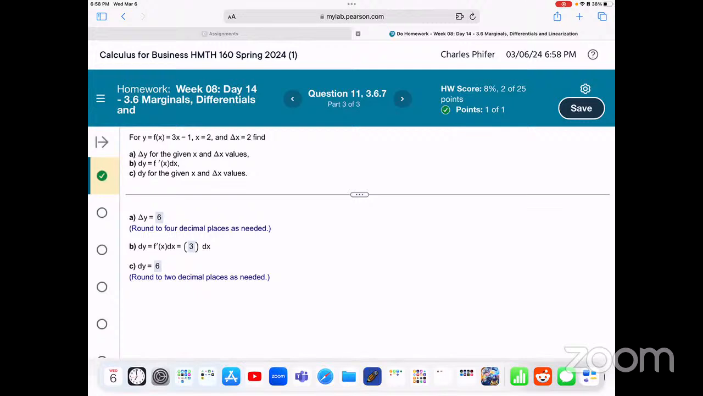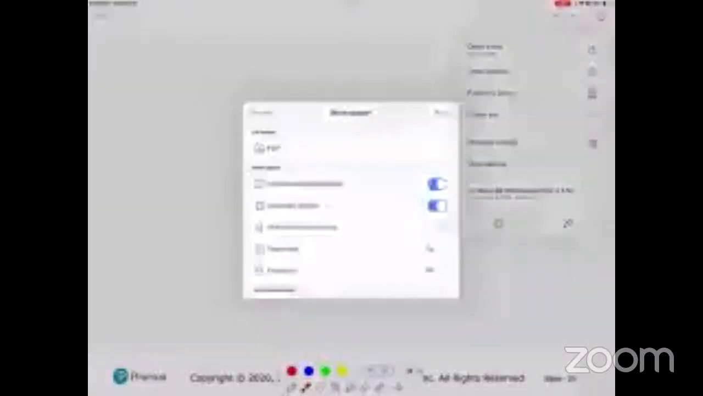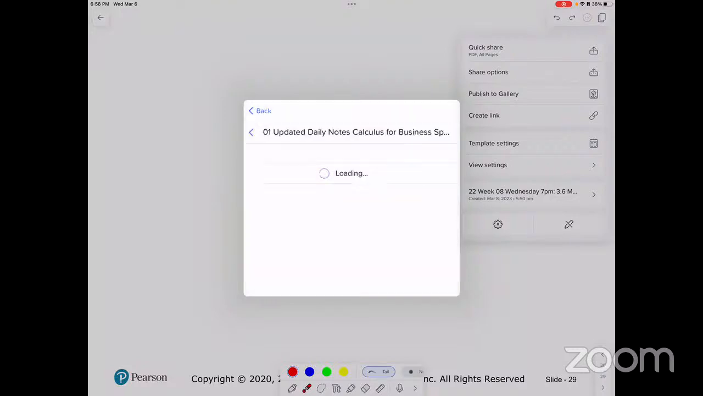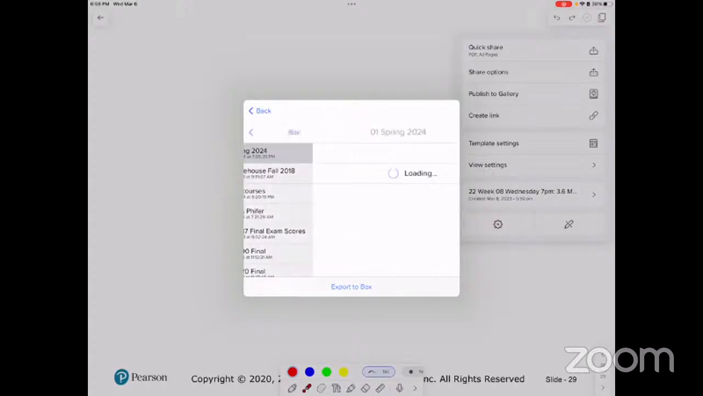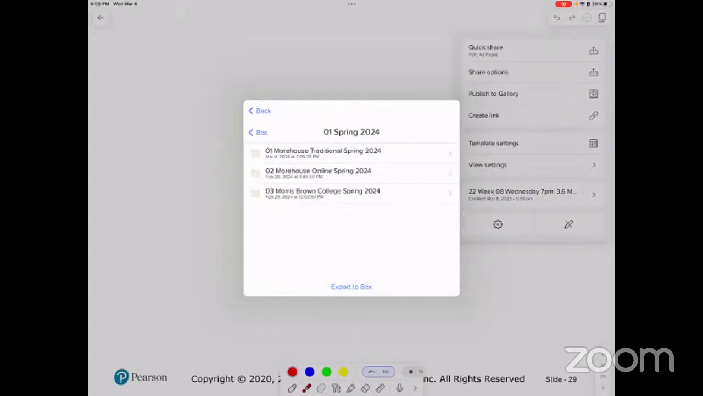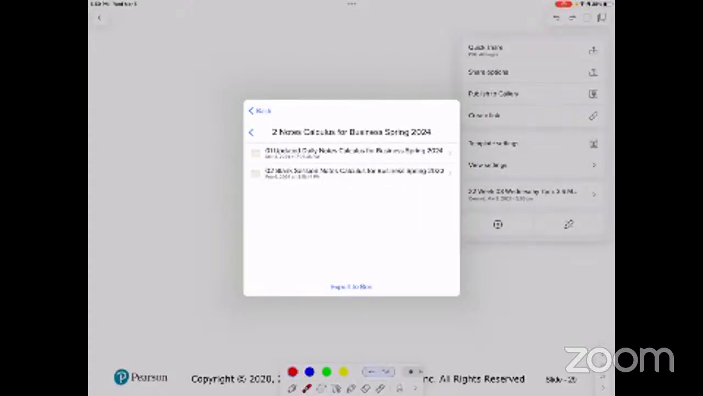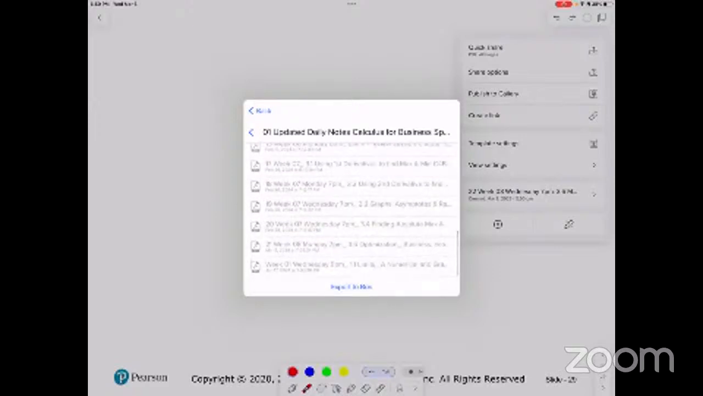Let me go ahead and make a copy of the notes so I don't have to write anything. Let me share. I'd like to send it to Box. Trying to let my people go. Let me back up here. Spring, traditional, Calculus, notes, updated daily. This should be, yes, that's correct. I still need to change that one, but I'll fix it later. Send it there. So when this bar finishes loading, you'll receive a copy of the notes that we took today.